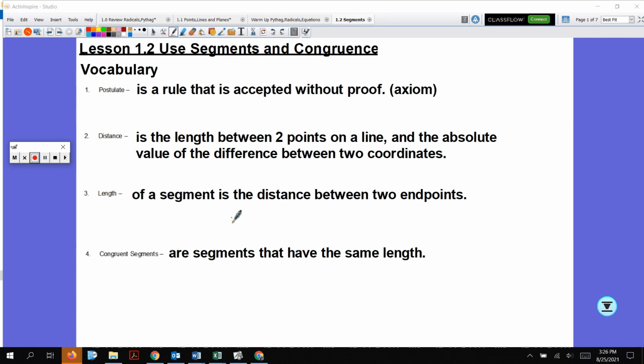All right, so today's lesson is lesson 1.2. We're going to use segments and congruency. Sorry, my Y got cut off there.